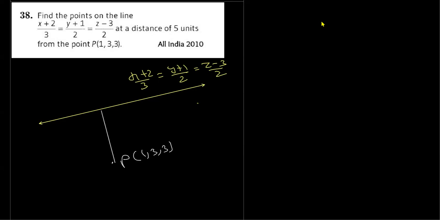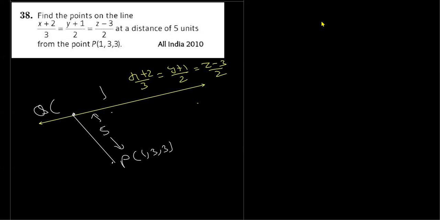We have to find the points on the line. It's not a perpendicular distance, you should remember that. We have to locate a point such that the distance becomes 5 units. So let's say Q is that point. We have to get the coordinates of this point Q. Now, you have to understand that the distance between P and Q is given as 5 units.